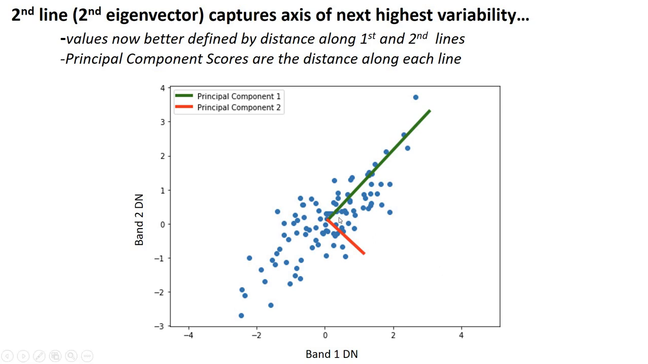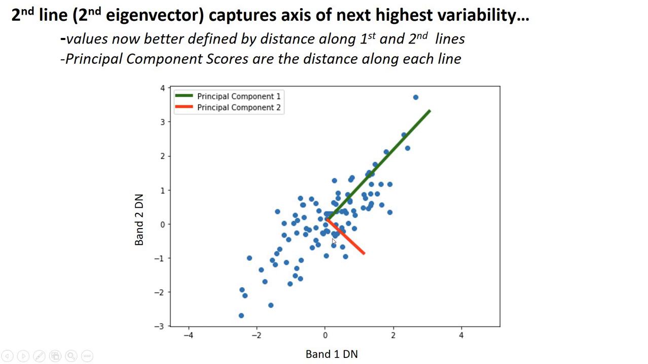Okay, so in our 2D example, that would be this line right here. We already have information along this line. Now if we add in a second piece of information about location along this line, then we can really pretty precisely predict where these data points are. Actually, in this case, we can exactly predict where all these data points are. And the reason is that with eigenvectors, you need the same number of eigenvectors as you have bands to make an exact representation of the data.